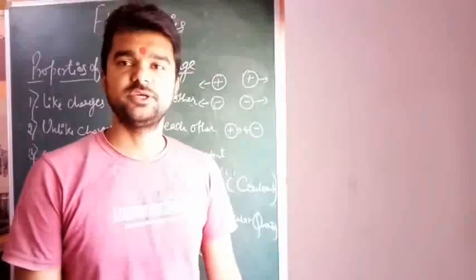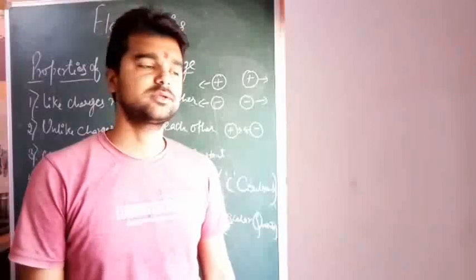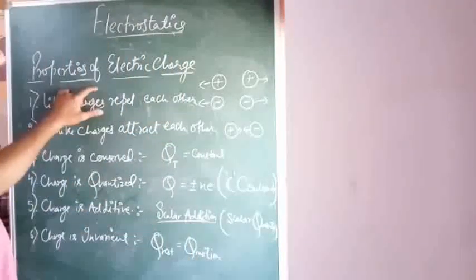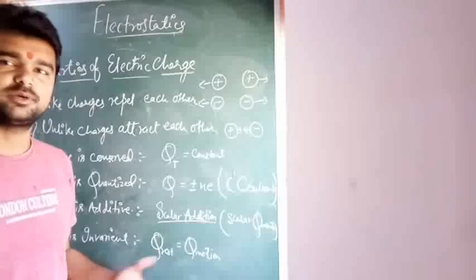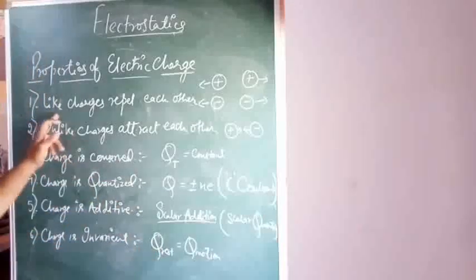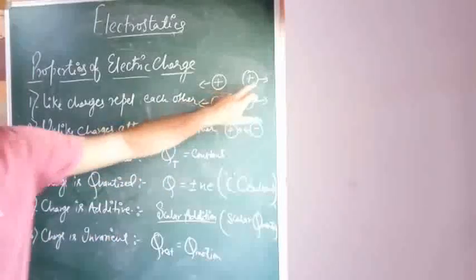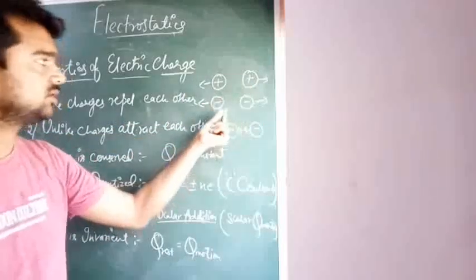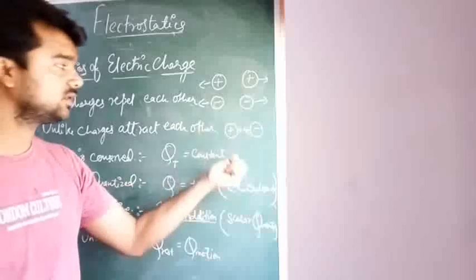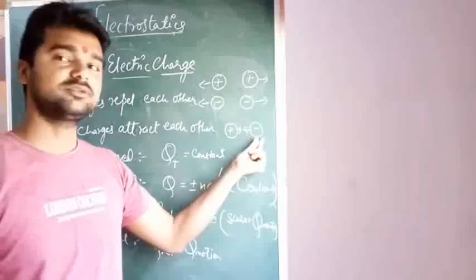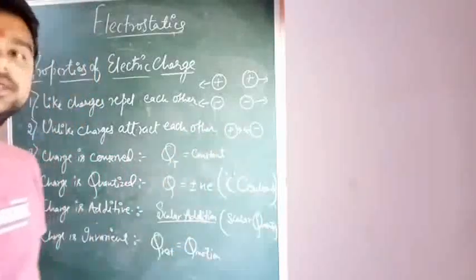Next topic of this video is properties of an electric charge. So the properties of electric charge are the fundamental properties that we already know. Like charges repel each other, unlike charges attract each other. If there are two positive charges, they are going to repel each other. If there are two negative charges, they are going to repel each other. Or if one is positive and another is negative, they are going to attract each other.